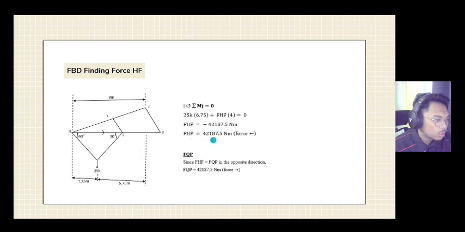So we want to assume that the force is 42,187.5 Newton meter. After that we want to know about force QP, because it is the same with the opposite direction. So we conclude that force QP is the same as HF, because they move in opposite directions. We use the same moment.